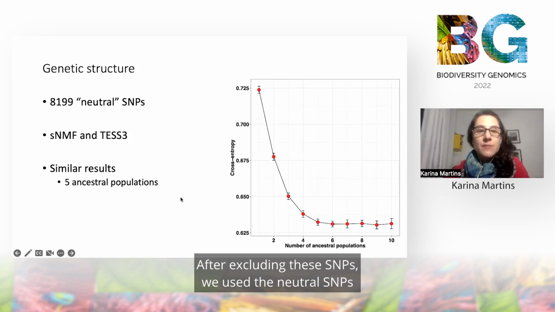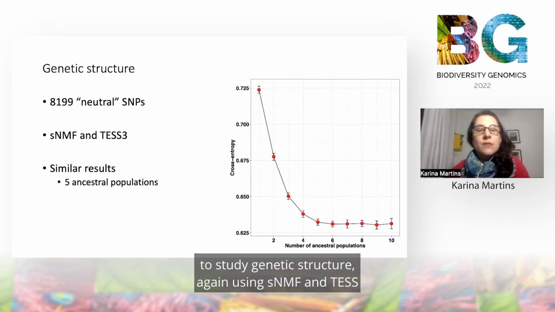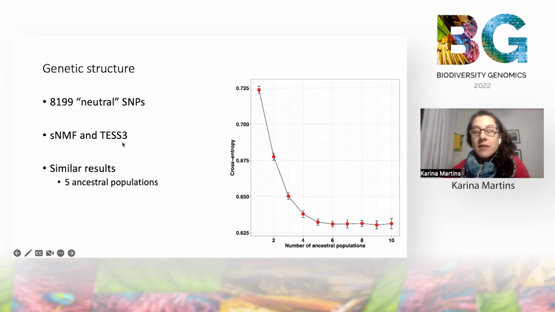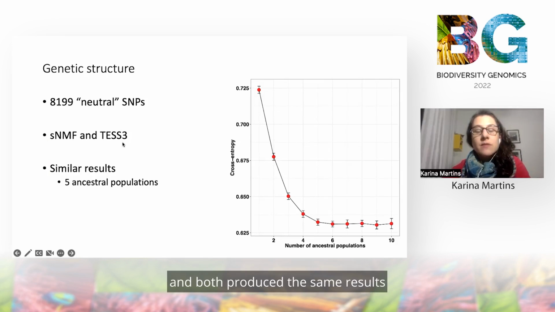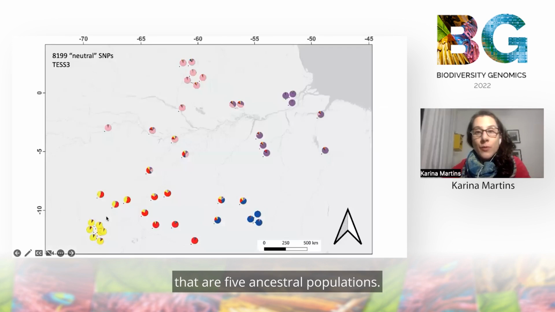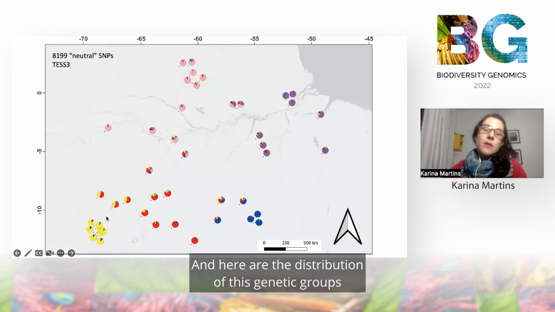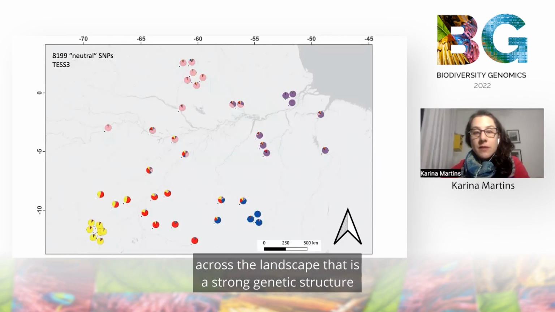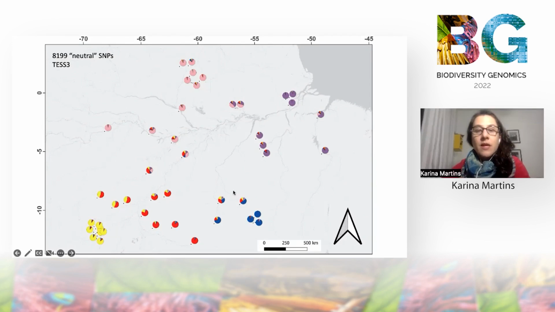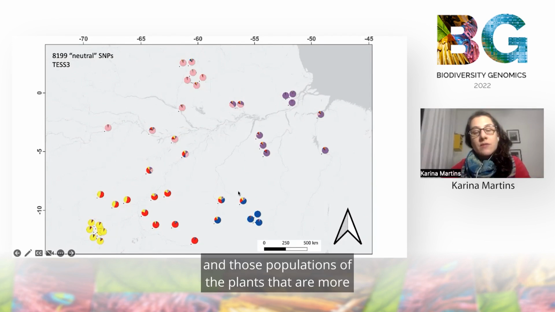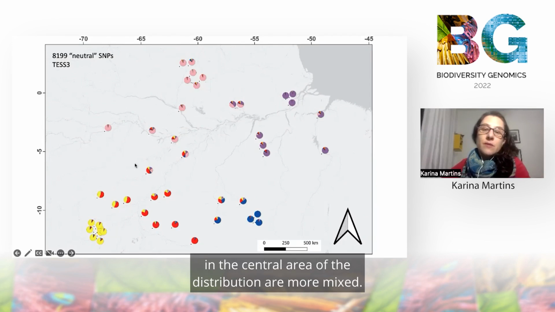After excluding these SNPs, we used the neutral SNPs to study genetic structure, again using SNMF and TESS, and both produced the same result, which is 5 ancestral populations, and here is the distribution of these genetic groups across the landscape. There is a strong genetic structure, and the populations or plants that are more in the central area of the distribution are more admixed.